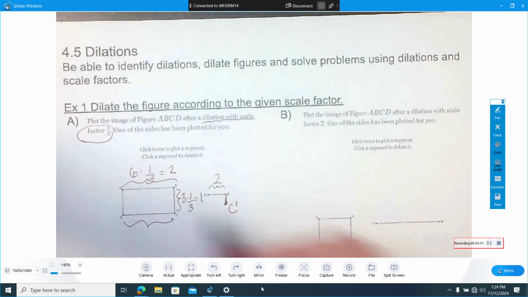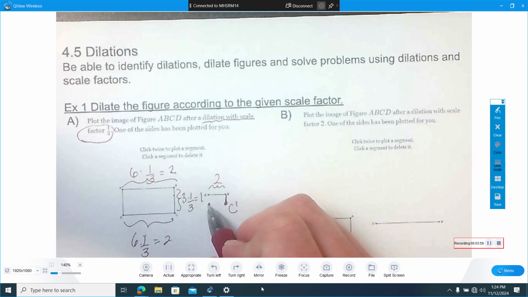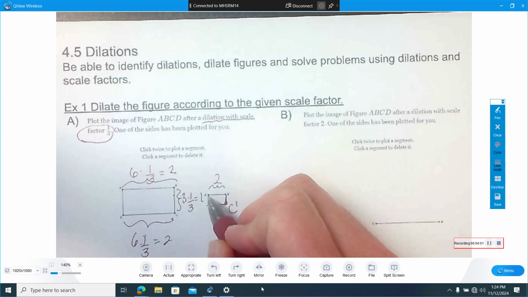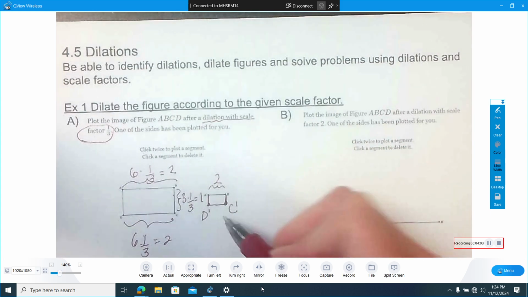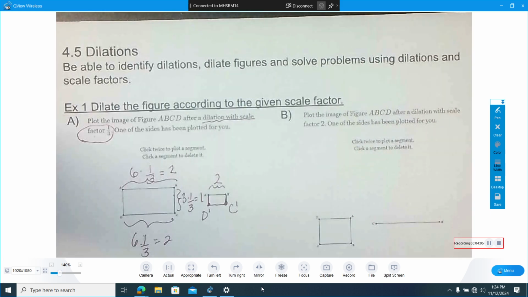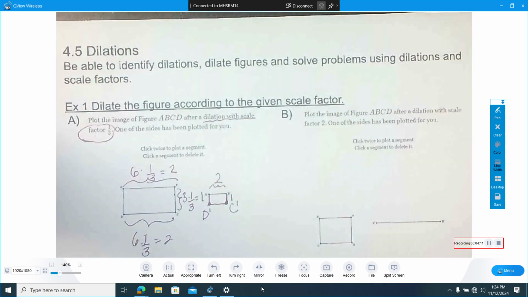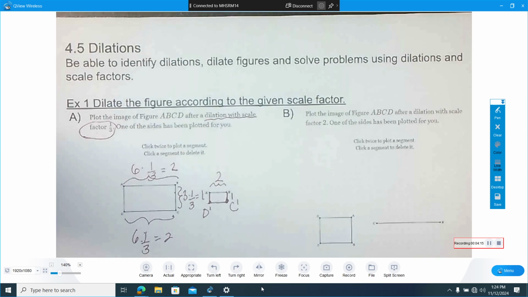Here again, what about CD? How long is that? It's 6 times 1/3, which will become only 2. Well, we know that because we can easily just connect this figure. That's not hard. It also has a side length of 2. And this other side has a side length of 1 now. When we have a scale factor, all we have to do is multiply by that scale factor to give us our new figure. Very, very simple.